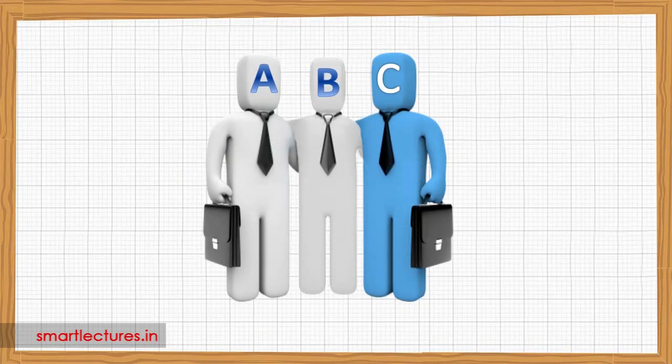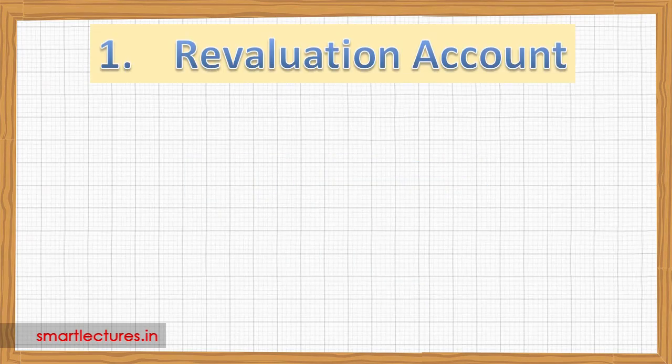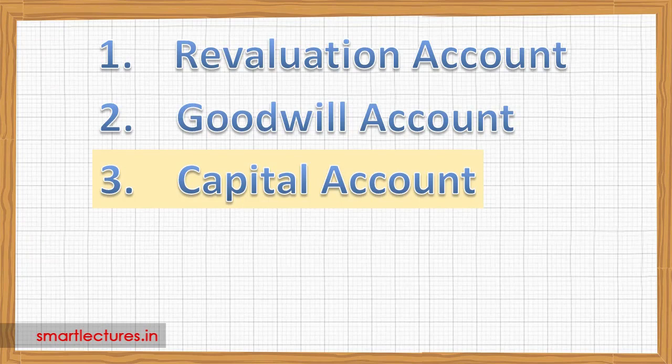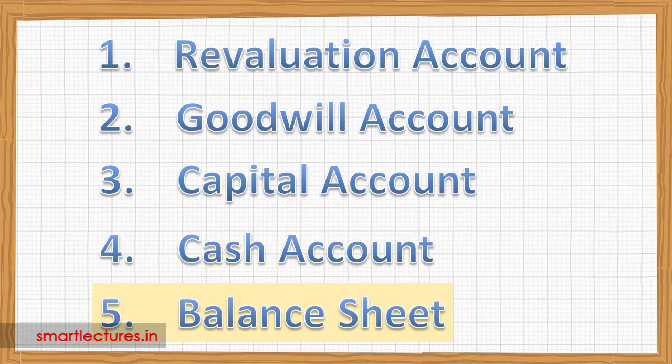Now we'll make the ledgers. First of all, Revaluation account is prepared, then Goodwill account, then capital accounts, then cash account, then balance sheet is prepared. So this should be the order of your ledgers and balance sheet.